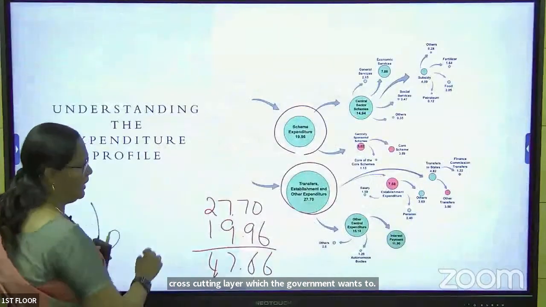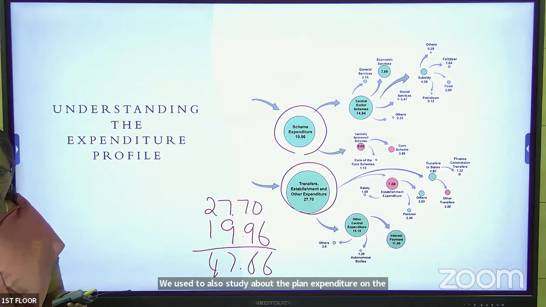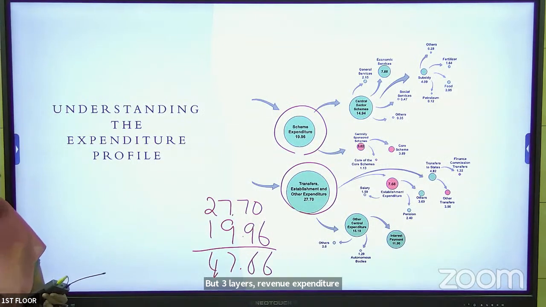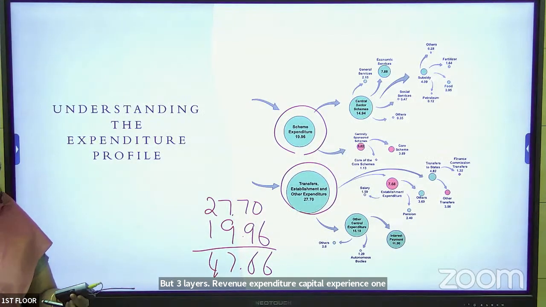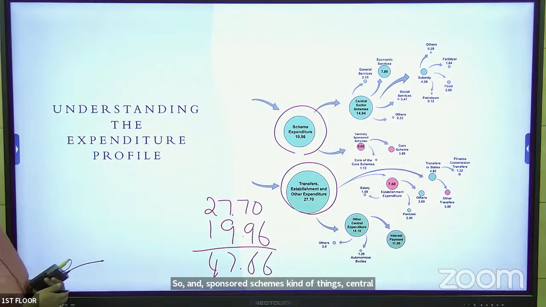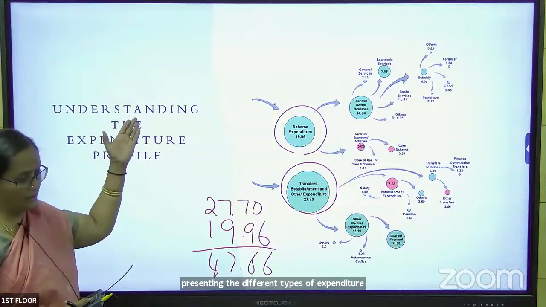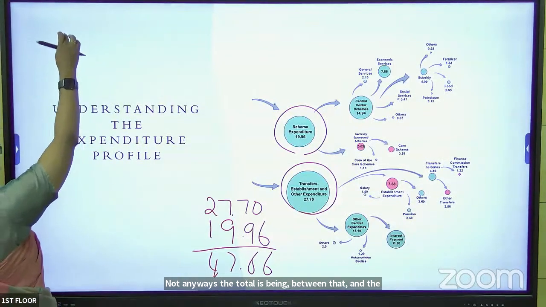We used to also study the plan expenditure and the non-plan expenditure. We don't have plan and non-plan any further, but three layers. Revenue expenditure and capital expenditure is one way. Otherwise, you have the establishment expenditure, centrally sponsored schemes kind of things, central sector schemes kind of things, under which they are presenting the different types of expenditure here. But anyways, the total is being tallied between the receipts and the expenditure, including your DCR.